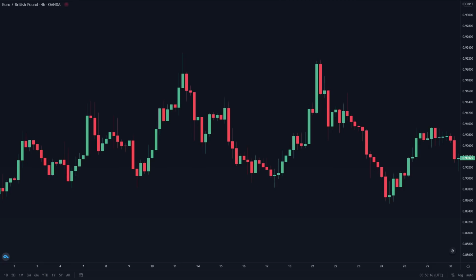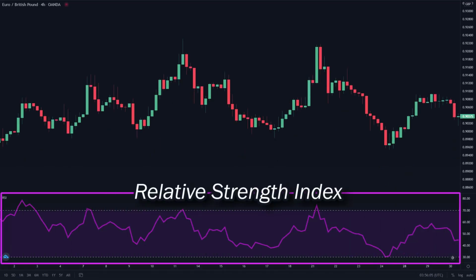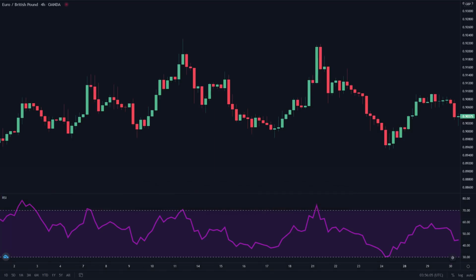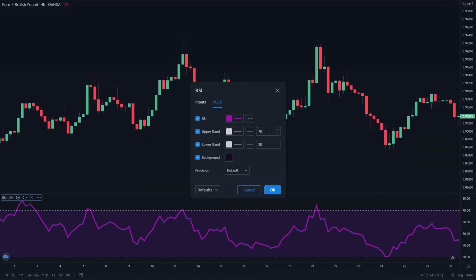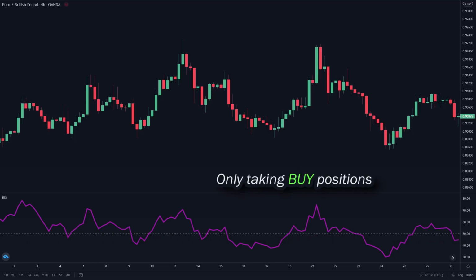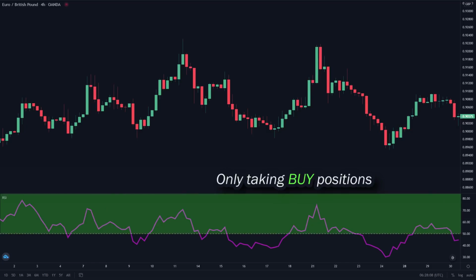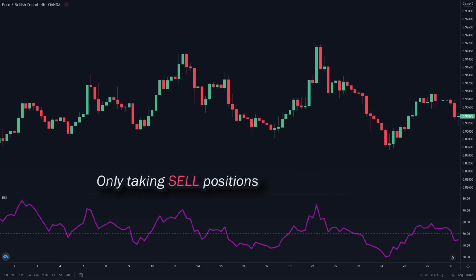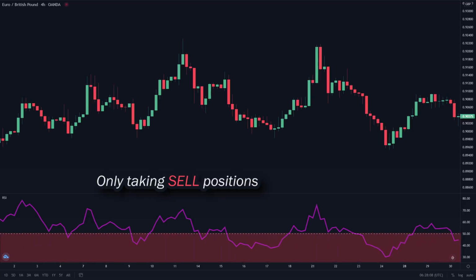Now, another indicator that can also help you confirm a price breakout pattern is the RSI. But first, we need to make a couple of adjustments to the indicator. So you want to go to the indicator settings and change these two values to 50. So now you'll have a single line in the middle like this. And the way we implement the RSI to our strategy is by only taking buy positions if the RSI is above the 50 line, and only taking sell positions if the RSI is below the 50 line. So let's look at this strategy in action.